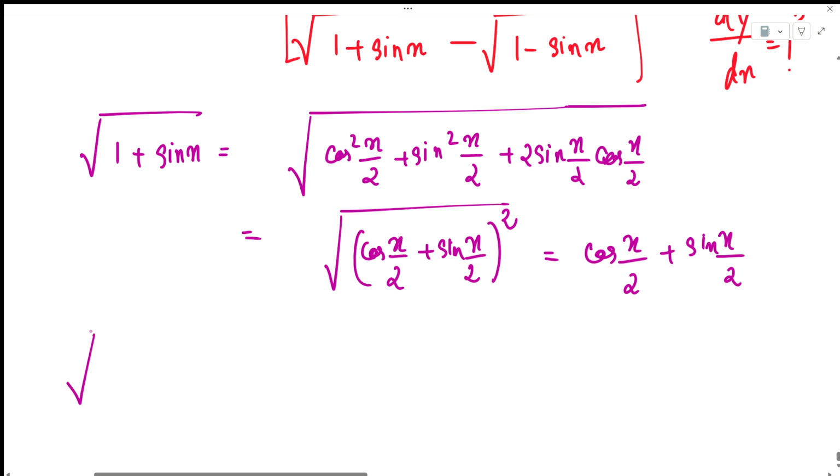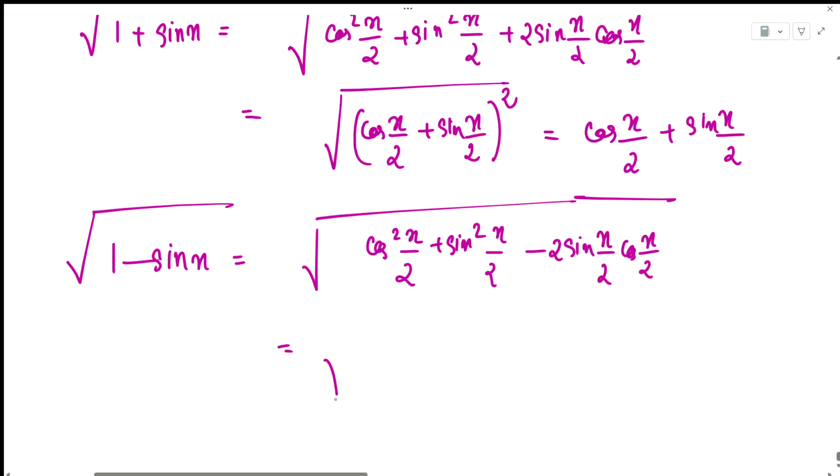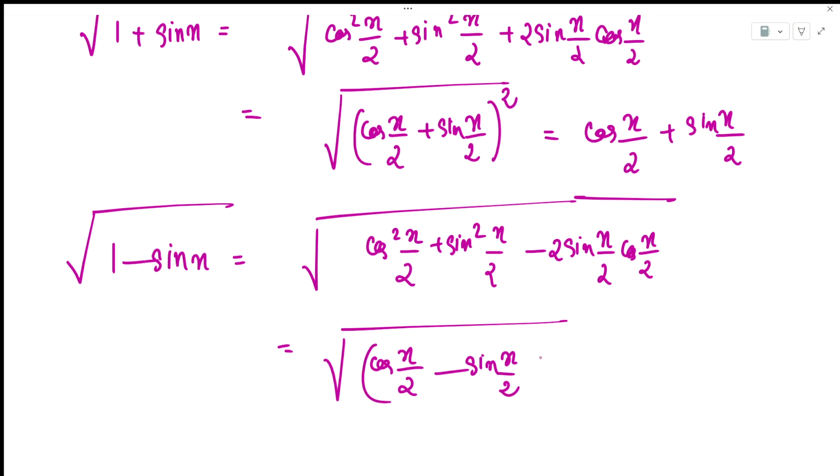Likewise, square root of 1 minus sine x is cos square x by 2 plus sine square x by 2, minus 2 sine x by 2 cos x by 2. So this will give me square root of cos of x by 2 minus sine of x by 2 whole square, which is going to be cos x by 2 minus sine x by 2.